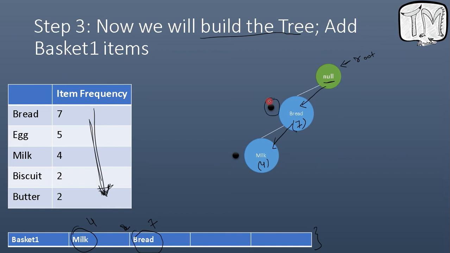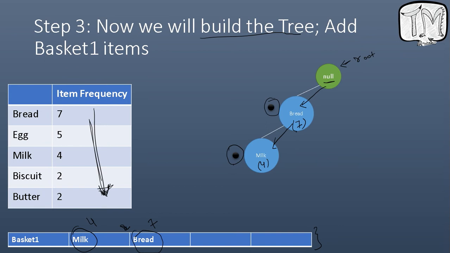Also you can see the black dots here. What these are doing is acting like a tally. We are maintaining how many times bread has appeared and how many times milk has appeared so far. So this is a single basket in which bread appeared once and milk appeared once, so we have put 1 dot for both of these items.